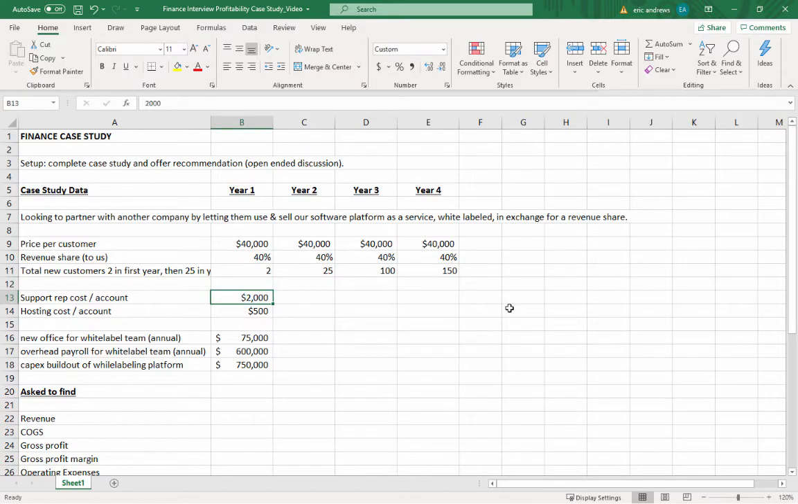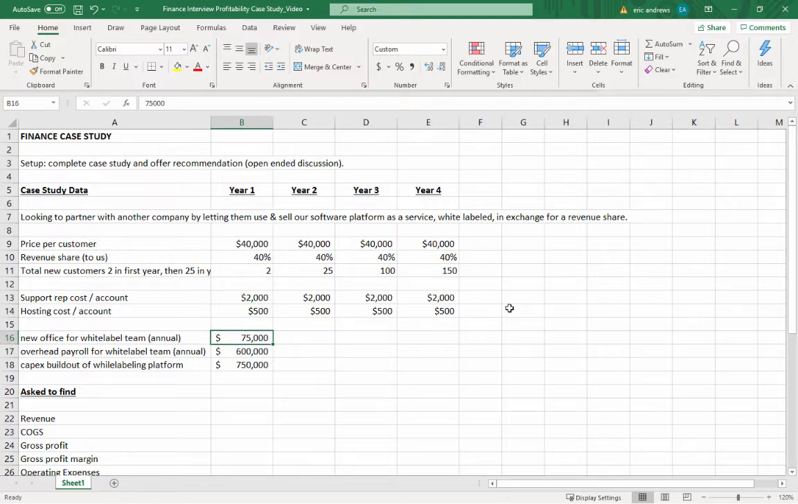So the next, support rep cost per account. So here's what we're trying to differentiate. Is this in the cost of sales or the operating expenses? Well, the cost is per account, so it's directly tied to the revenue. So we know in this case, this is going to be cost of sales. And hosting cost per account, again, a direct cost. For each individual additional account that we have, we need to pay for more hosting.